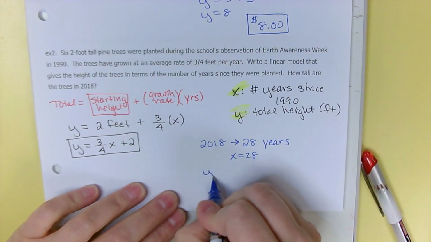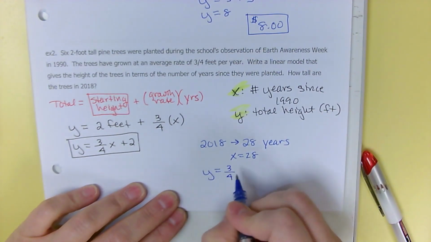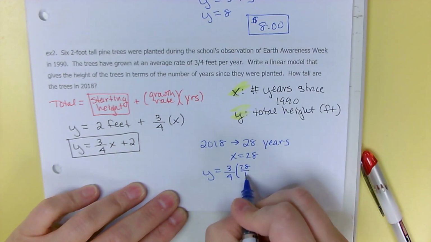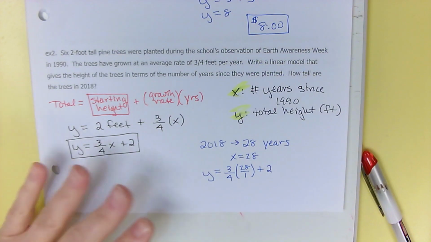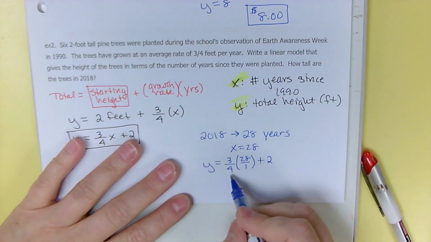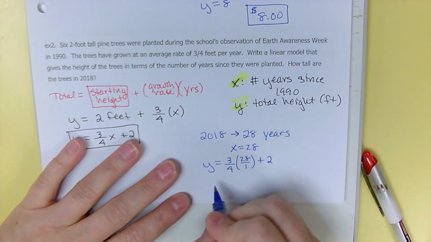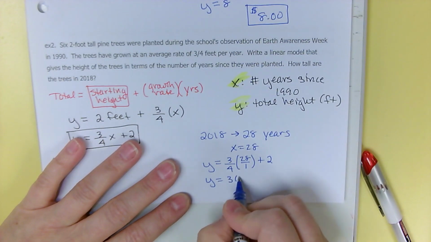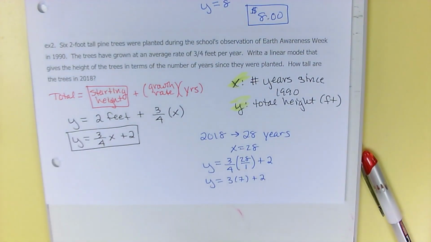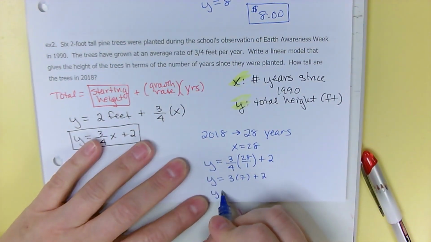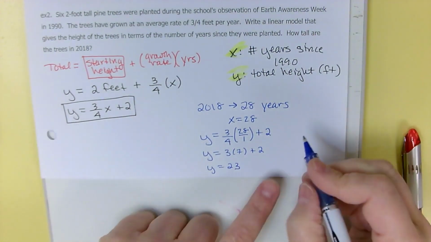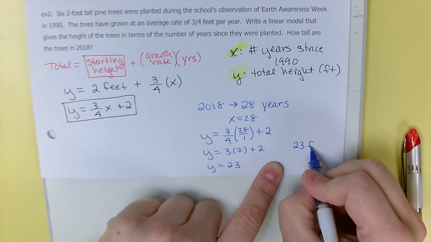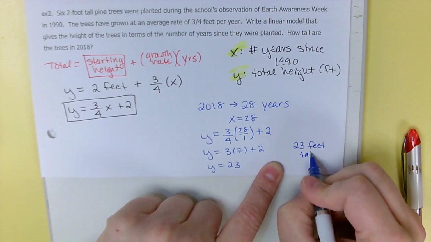So let's do it. Y equals 3/4 times 28 over 1 plus 2. And 28 is 4 times 7. So Y equals 3 times 7 plus 2 is 21 plus 2, which is 23. So our answer is that our tree will be 23 feet tall.